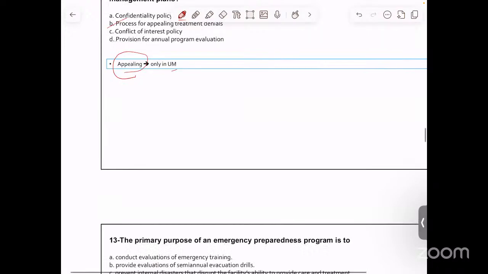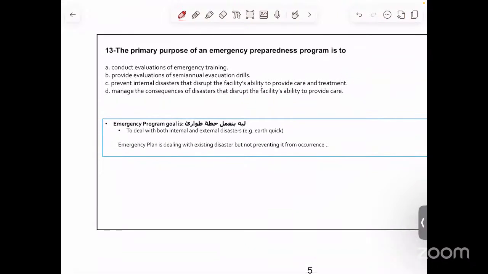Okay, number 13. The primary purpose of an emergency preparedness program is to A, conduct evaluations of emergency training, B, provide evaluations of semi-annual evacuation drills, C, prevent internal disasters that disrupt the facility's ability to provide care and treatment, D, manage the consequences of disasters that disrupt the facility's ability to provide care. What's your answer here? Okay, it's letter D. The answer here is letter D, manage the consequences of disasters that disrupt the facility's ability to provide care.